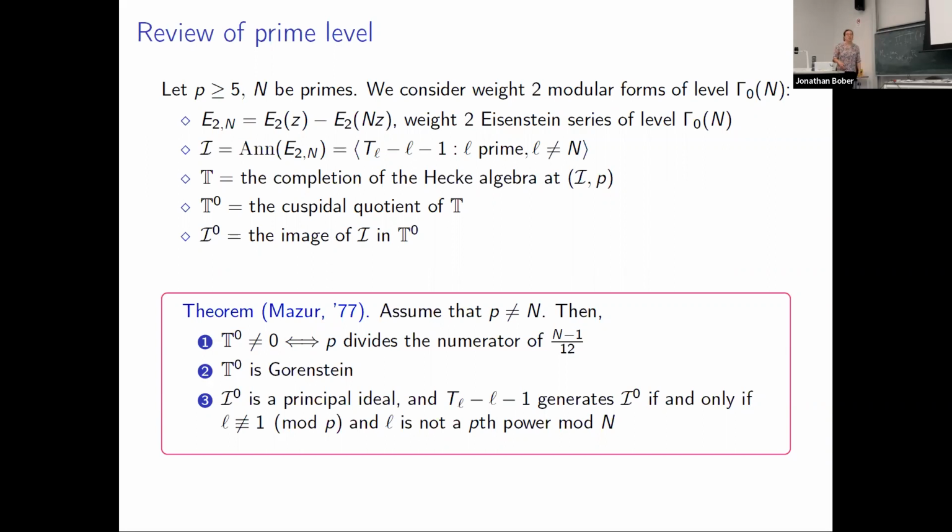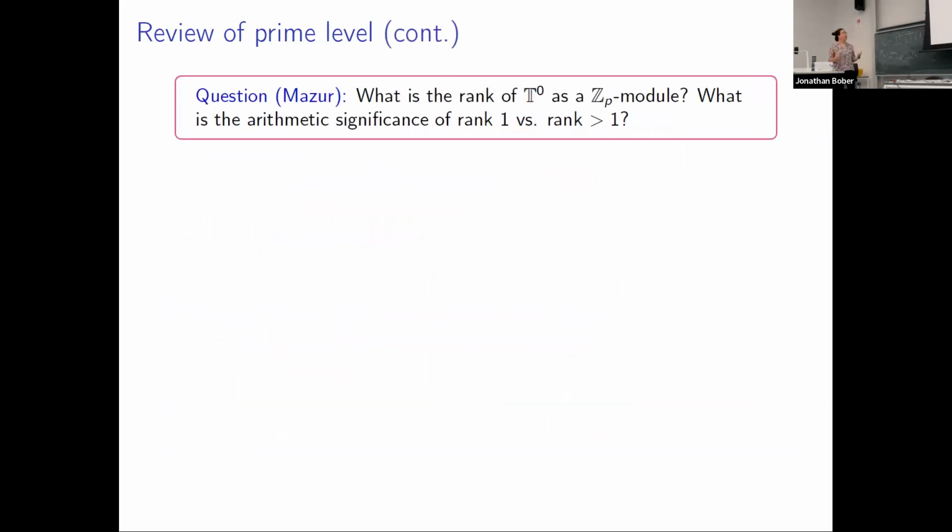And so one question he left on the table was about what we can say further about the structure of this Hecke algebra. And in particular, it's a free Z_P module of rank at least 1 if it's non-zero. And so the question that we can ask is, what is the rank as a Z_P module? And in particular, what's the arithmetic significance of when we have higher rank versus rank 1? So that's what I mean about arithmetic versus modular forms.